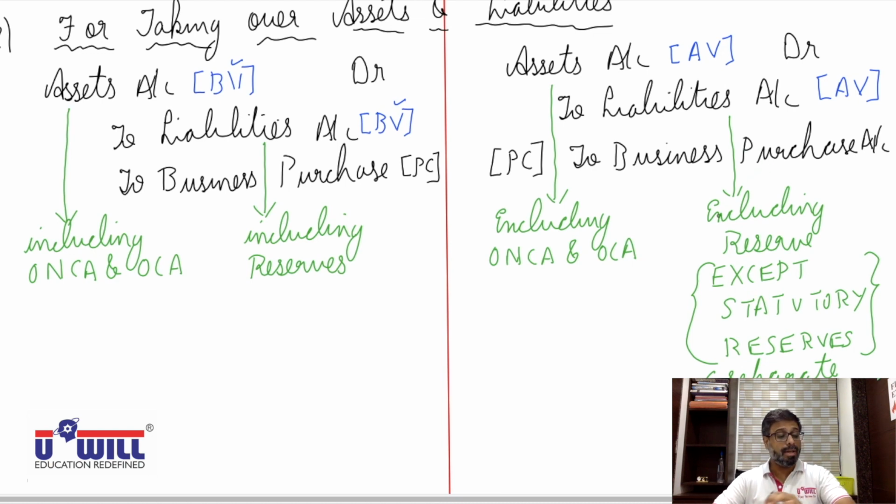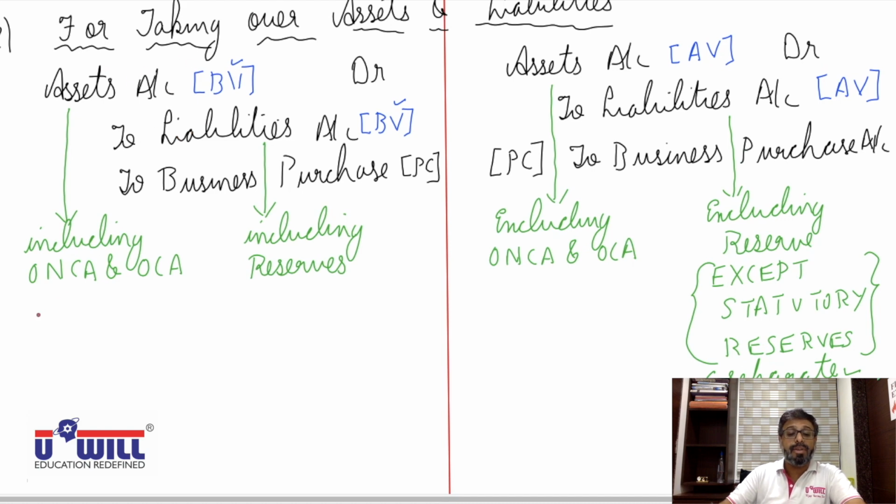But right now you remember that in pooling of interest method, liabilities will include reserves. In purchase method of accounting, liabilities will not include reserves. Statutory reserves are taken over, but in the second journal entry you don't have to include any reserve. Okay, in the liabilities you will not include any reserves. Even statutory reserves you will not include, because for statutory reserves will pass separate entry. Okay, third point of difference.